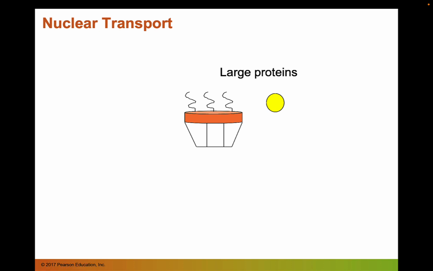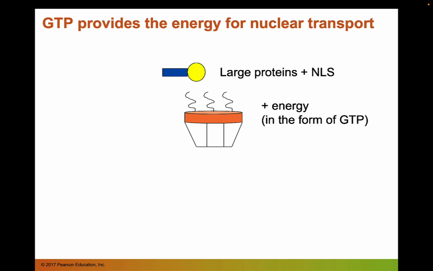But if this is a large protein, let's say a ribosomal protein, it actually needs to get into the nucleus so that ribosomes can be assembled. And that's where the nuclear localization signal comes in. I'm showing the nuclear localization signal as this blue bar here. You can imagine that this is a protein, and this is a part of the protein that sticks out. It's an amino acid sequence, a 17 amino acid sequence. That's the nuclear localization signal, the zip code. And so this is our zip code.